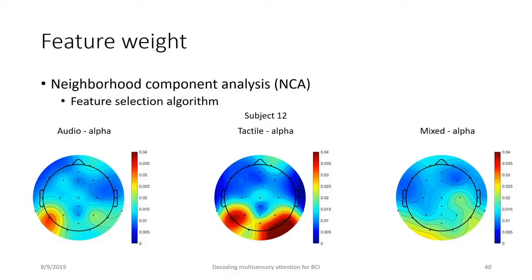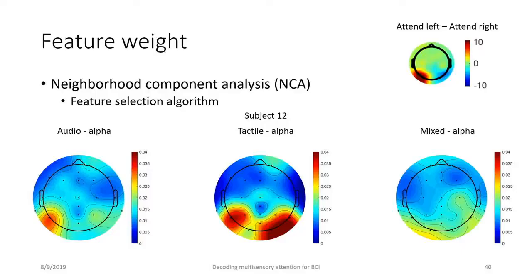And next, I'm interested to know what kind of features contribute to that classification. So are they really physiologically relevant features, or are they just simply some noise or artifacts? So here I'm using a neighborhood component analysis to calculate the feature contribution to the classification. This is basically a feature selection algorithm.